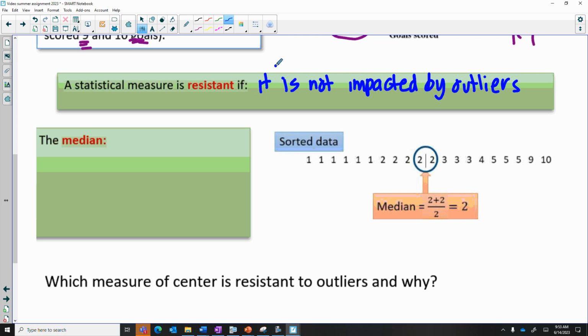Okay, let's talk about the median. The median is the middle number in the data set.